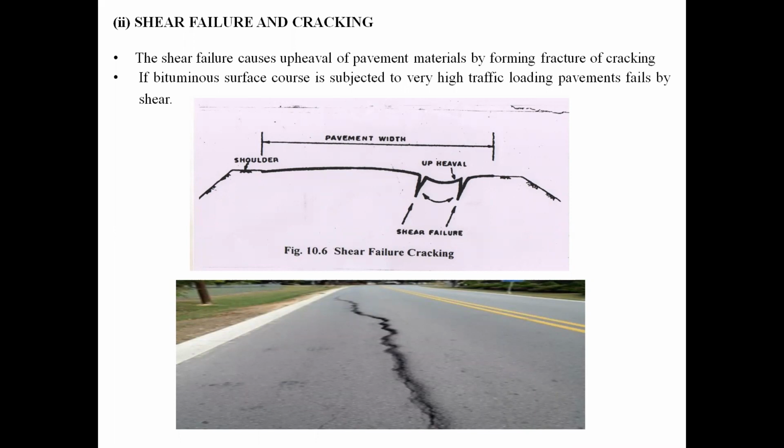If the bituminous surface course is subjected to very high traffic loading, the pavement fails by shear. In one case, the overall pavement structure, including the subgrade soil, is very weak with respect to the present traffic loading, and shear failure of the pavement structure itself takes place, starting from the subgrade. In another case, the pavement structure is adequate, but the shear failure is limited to the bituminous surface course. The main causes of shear failure cracking are excessive wheel loading and low shearing resistance of the pavement mixture.